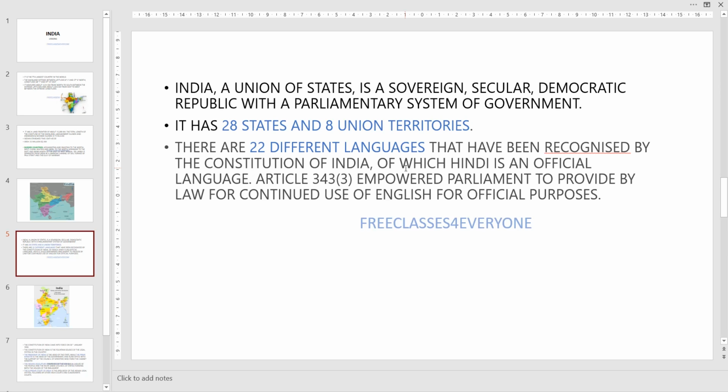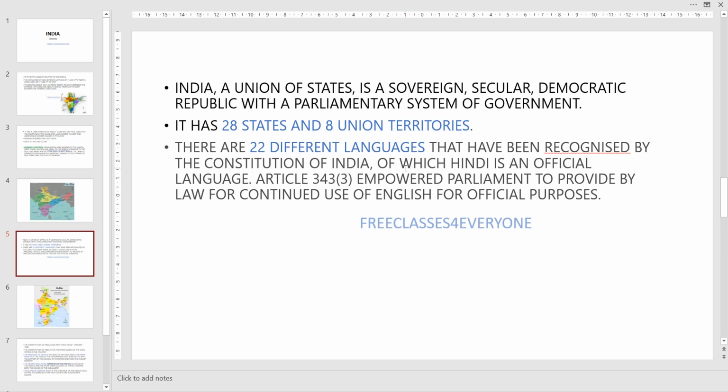Now, talking about the languages, there are 22 different languages in our country. There is no particular language considered as the national language. All the languages are given equal importance. But Hindi is considered to be an official language.